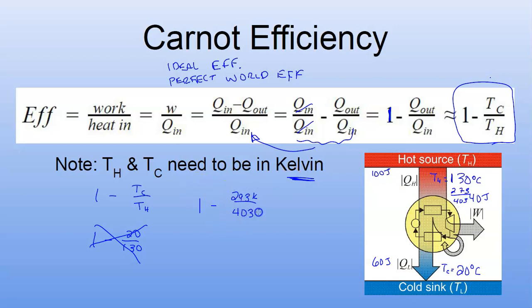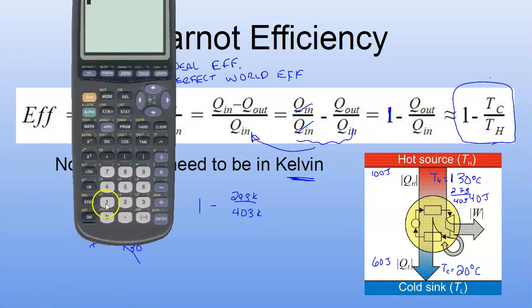Who knows? Okay? But that would be the efficiency there. And what I could do then is just take my calculator, and I'd go 1 minus 293 divided by 403. Notice that the one out front has the subtraction. That's less important than the division. So it does the division first.